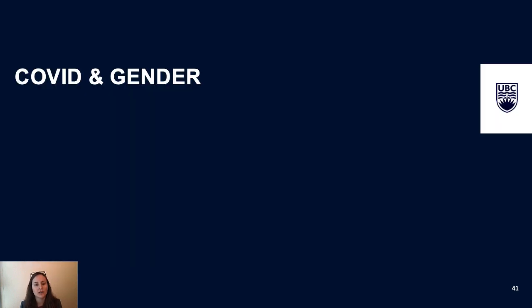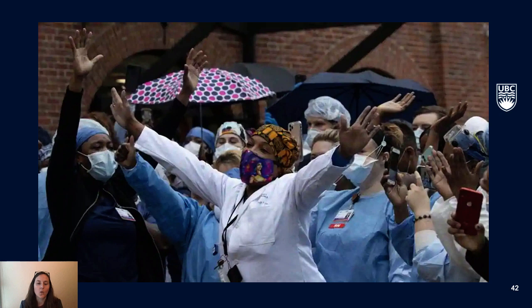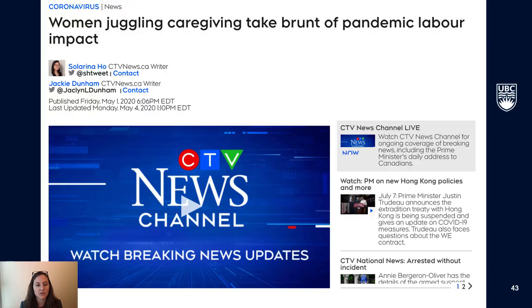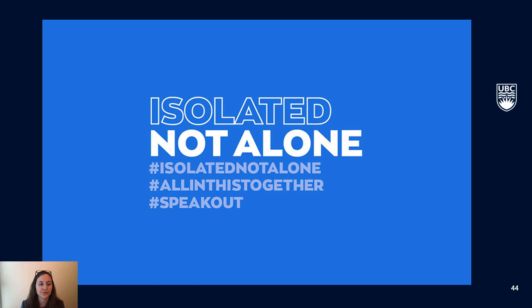We'll talk about COVID and gender. Why does it matter that women and racial minorities are overrepresented as frontline workers? We'll consider experiences of working from home and balancing domestic and childcare responsibilities and how these experiences are structured by gender in many cases. We'll also talk about domestic violence under lockdown and resources that are emerging for survivors of this violence.